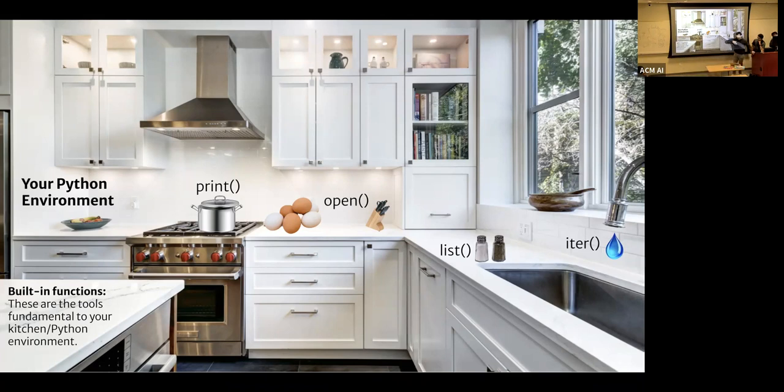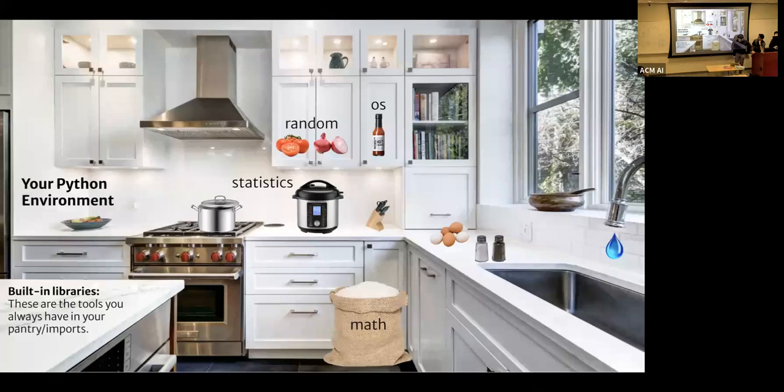And then we go one level up, which are built-in libraries. These are tools that you always have in your pantry/imports. You don't have to install anything, right? But these are just things that are so commonly used and in a way so small enough that you're able to just have in your Python kitchen, aka your Python environment at all times. For example, math, obviously, that does things like square roots and a bunch of more specific math things. Statistics, random, and OS, which allows you to modify OS files, call shell commands and things like that.